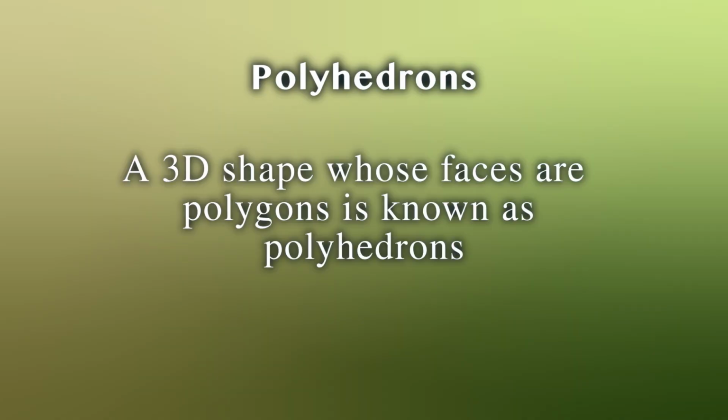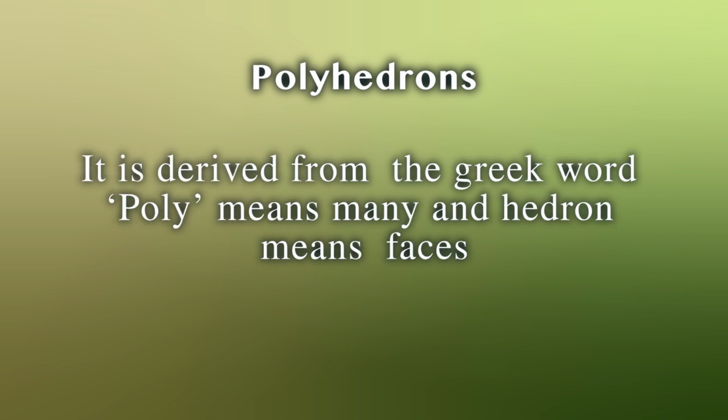Polyhedrons. A three-dimensional shape whose faces are polygons is known as a polyhedron. It is derived from the Greek word poly, which means many, and hedron, which means faces. So polyhedron is a three-dimensional object with many faces.